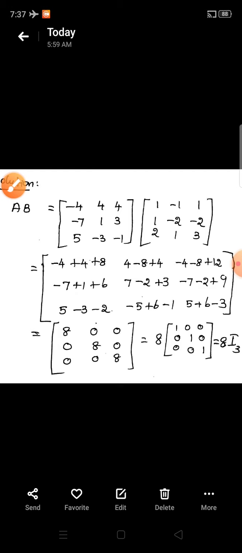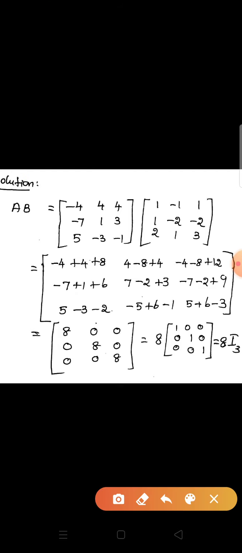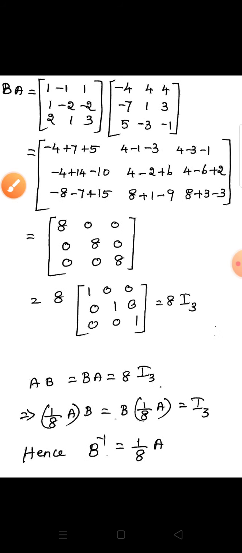So we take the common element 8, and we get the identity matrix. Very good, the 3 cross 3 identity matrix: 1 0 0, 0 1 0, 0 0 1. So we write 8 into I3. Do you understand? 8 into this is 8, here is 8, this is I3. So AB is equal to 8 into I3. Next we are going to find BA.